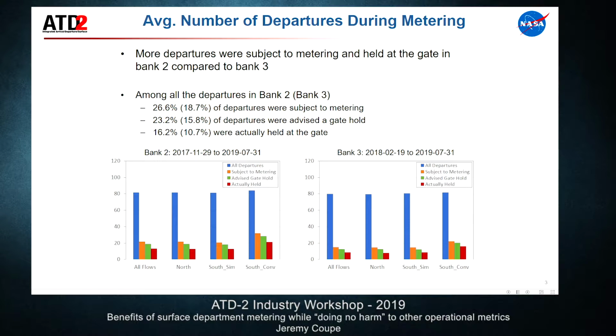You can see here, in south converging operations, the percentage of flights that are subject to metering, advised gate hold, and held at the gate are higher than the other flows. I think that represents some of the complexity of south converging operations. Ultimately, if we look across our different banks, we see about 26% in bank 2 are subject to metering, 23% advised to gate hold, and 16% were actually held at the gate in bank 2. The numbers in parentheses represent those departures for bank 3. Bank 2 has more demand, more congestion, and you see it manifest itself in some of these numbers.